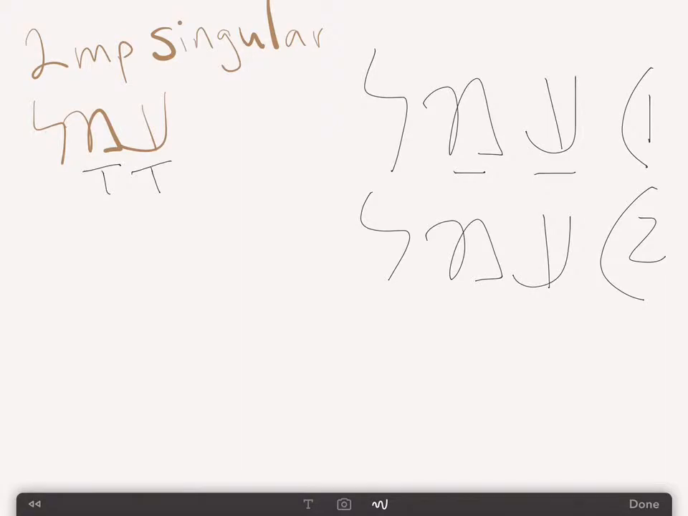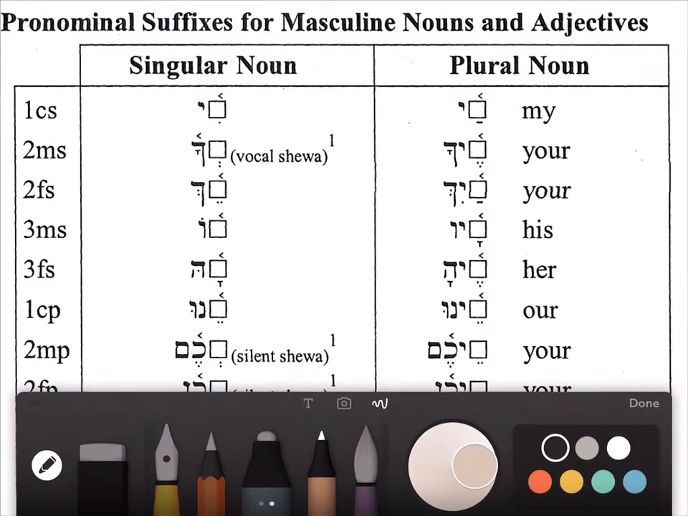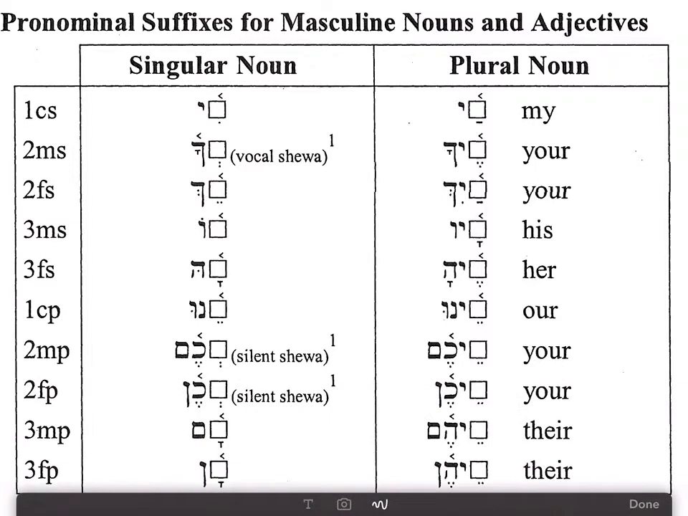This time, the box that we are going to use on a 2MP singular is going to be this one right here. And if you'll notice, Dr. Fuller mentions this is a silent schwa. The schwa is really pretonic. If you look at the footnote there, it's really a pretonic schwa. But for this case, these two here, we want to label it as silent. Up here, we're going to treat it as if it's vocal, so just keep that in mind. But this is the one we're looking at for this section.